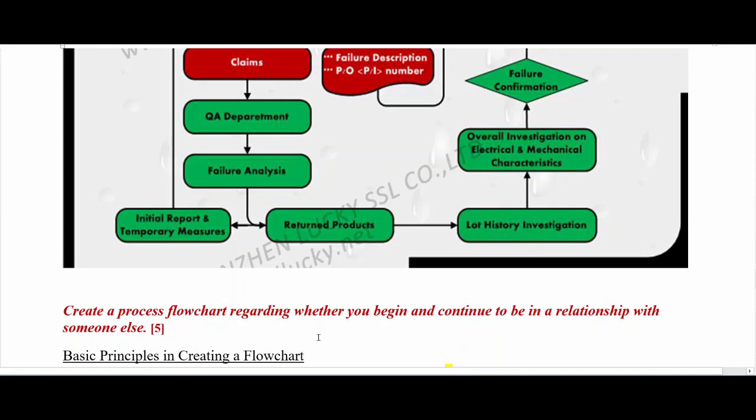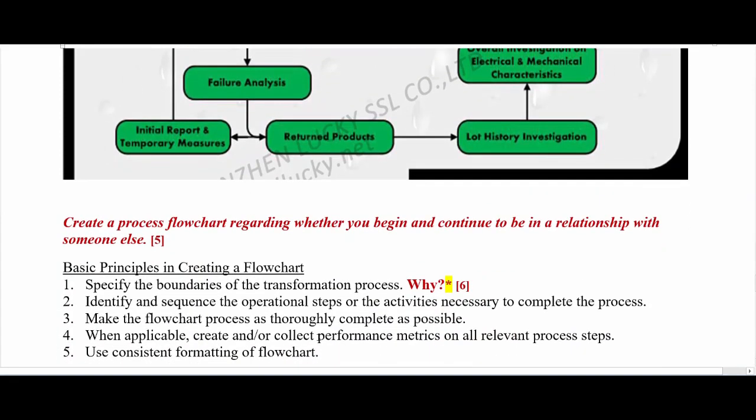And again, you could create a flowchart such as whether you begin and continue to be in a relationship with someone else or not. Okay. Basic principles of creating a flowchart is you want to specify the boundaries of the transformation process. This is what we're going to map out in terms of our flowchart. Why do you have to have boundaries? Because you don't want to keep going on and on and on. It could be miles long.